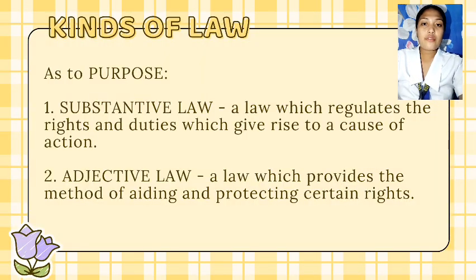On the next slide, we have our kinds of law as to purposes. First, we have substantive law. It is a law which creates or regulates the rights and duties which give rise to a cause of action. An example of substantive law is the contract principle, or what we call caveat emptor. It is the notion that the responsibility of checking the quality or suitability of the goods before purchase falls on the buyer and solely on the buyer.